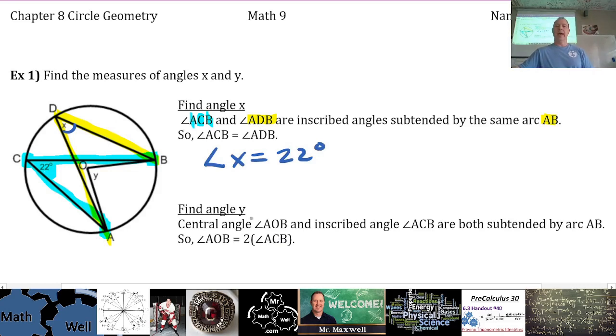Central angle AOB. AOB, that's like, I think somebody from Star Wars. General AOB. Oh, that's Obi-Wan Kenobi, sorry. It's pretty close. AOB.